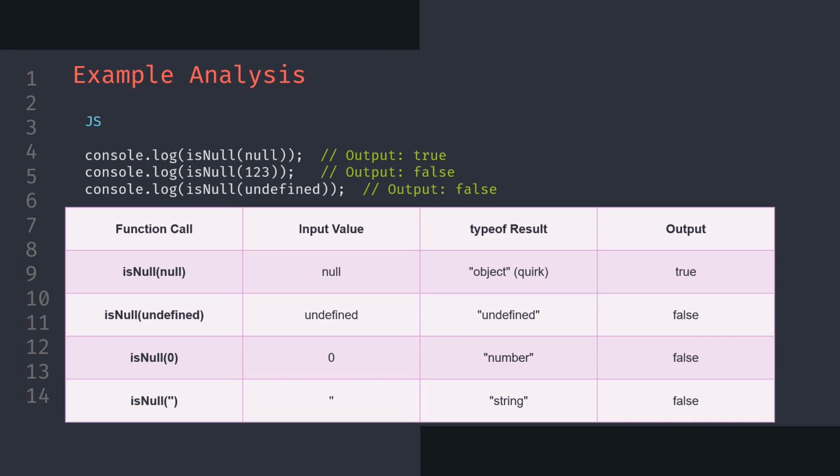This function correctly identifies null as true, while filtering out similar falsy values like 0, undefined, and empty strings. The typeof null quirk, which returns object, does not affect our check, since we strictly compare it with null itself.